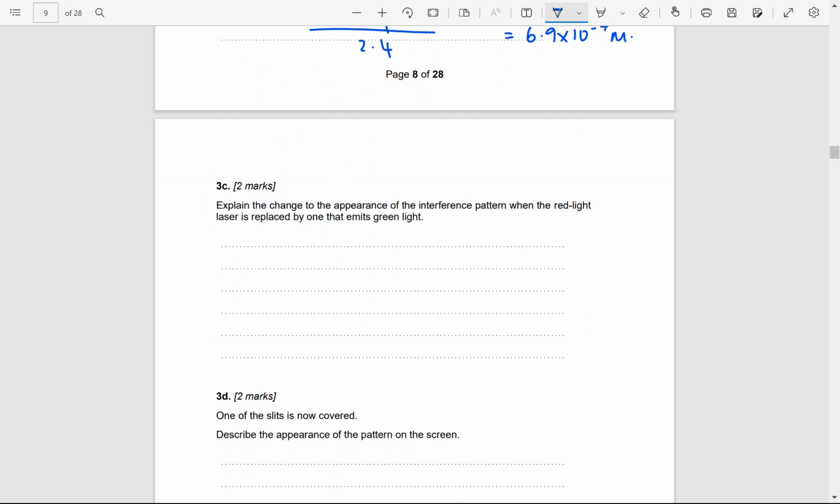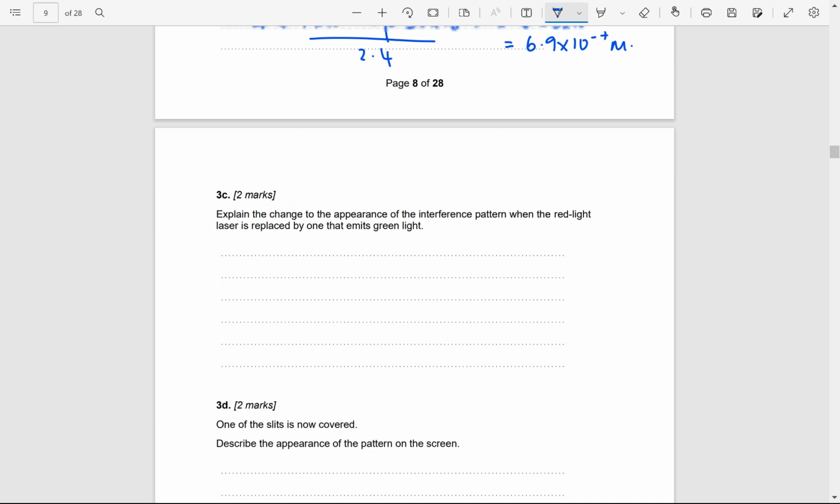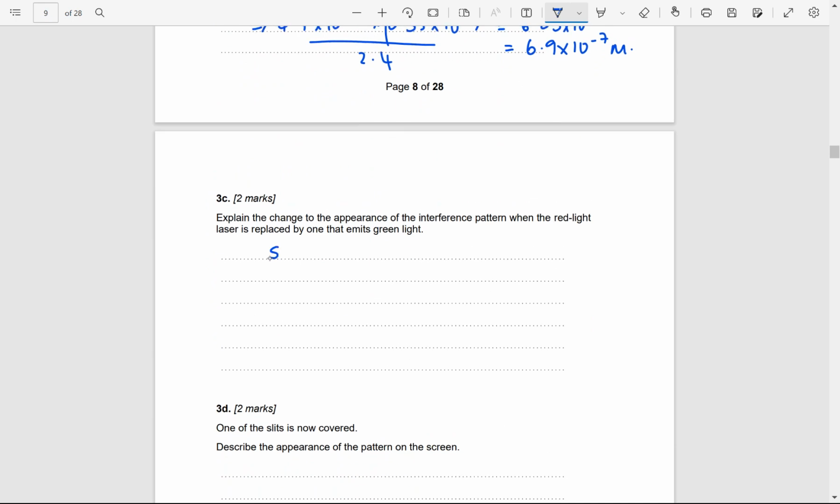3C. Explain the change to the appearance of the interference pattern when the red light laser is replaced by one that emits green light. So we are looking for the appearance. So appearance, I'm going to go back to the formula. When they're talking about the appearance, the only thing out of this formula is, sorry, not the slit width, beg your pardon, the distance between successive maxima, the fringe separation.